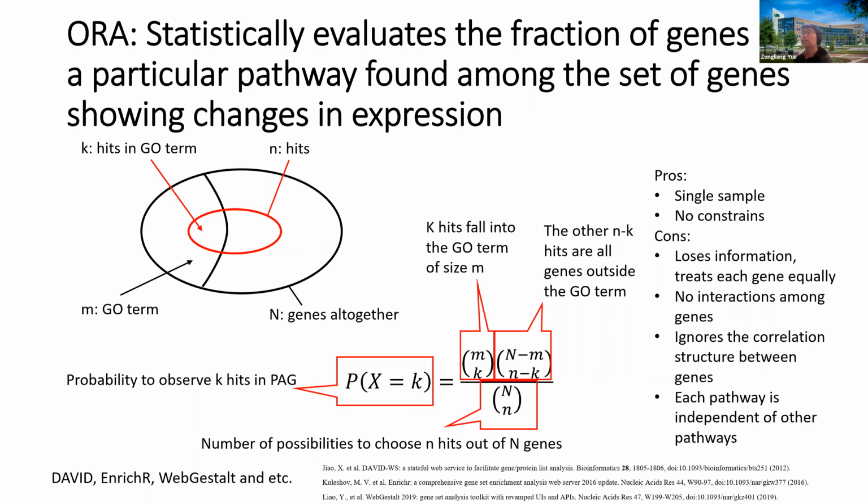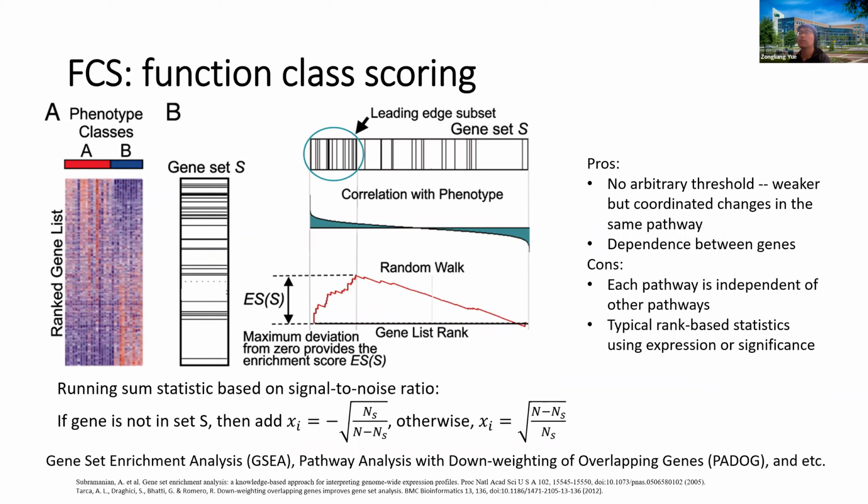The second generation is functional class scoring, which, different from ORA, takes the whole expression matrices with a ranked gene list. Assume they have different phenotype classes A and B. You can generate the order by seeing what is upregulated in a specific class. Therefore, you can run it globally. With a selected gene set S, you can see the hits of the gene members in the gene set in the global rank.